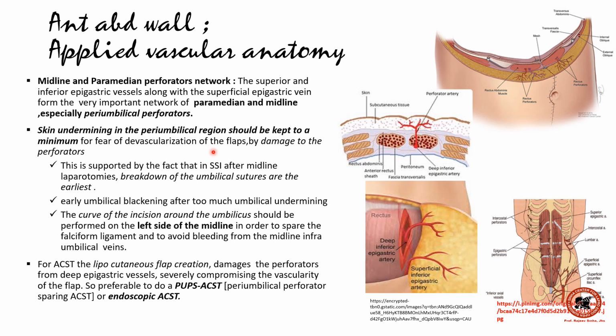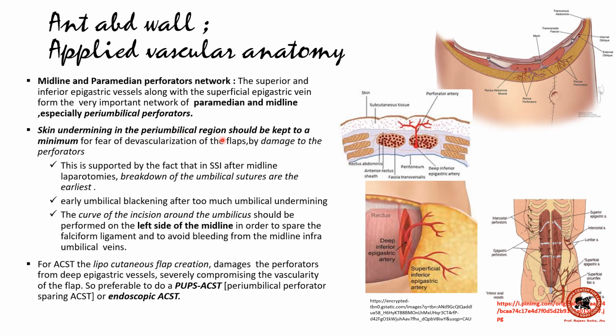Do you have any clinical reflection of that? Yes. It's supported by the fact that if you see a superficial surgical site infection in midline incisions, you'll always find the umbilicus to break first. You'll find that the umbilical sutures are the first to break out in any midline SSIs. Early umbilical blackening after too much umbilical undermining is again a point in favor of preventing excessive skin undermining in the periumbilical region.